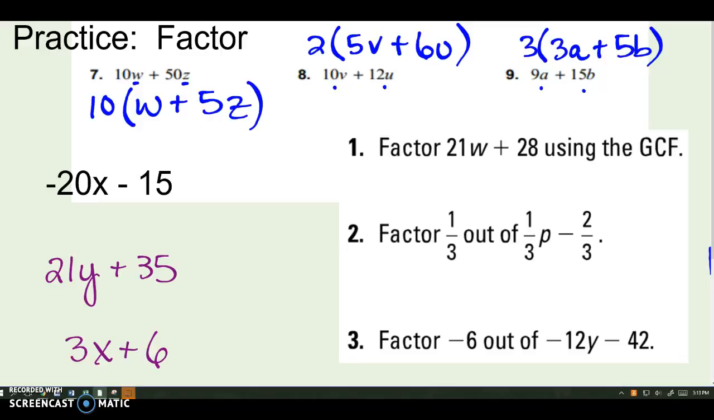So try the rest of these. There are 3 normal ones here, and then 3 other ones to try as practice. So do those and then pause and come back and check.